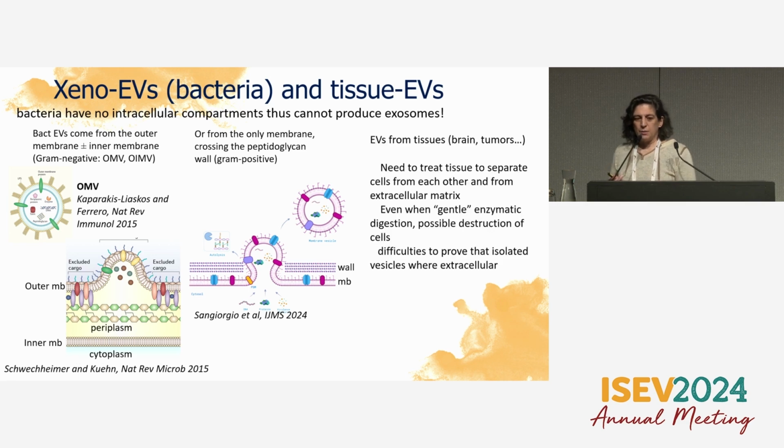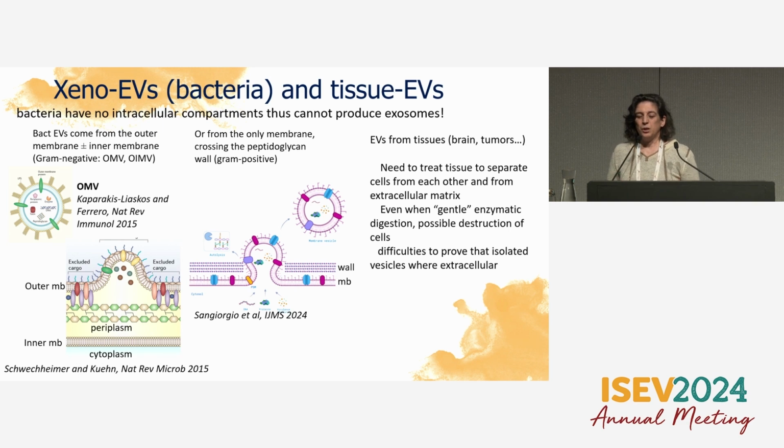Another aspect I just wanted to mention in this slide is that when you isolate EVs from intact tissues, generally eukaryotic tissues, you need to treat the tissue to separate the cells from each other and from the extracellular matrix.